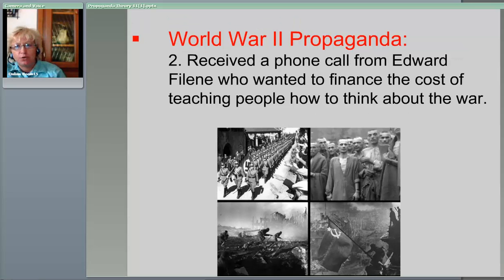Cantrell received a phone call from a man by the name of Edward Filene. Edward Filene said, we have got to finance how to teach people to think about war. Again, it was a great war. It was a horrific war. You had all kinds of nations involved, and there were those who were anti-World War II. They hadn't wanted to enter it. They were very concerned. They did not want to experience another world war. And so Edward Filene says, we have got to help the thought process. How can we do this?